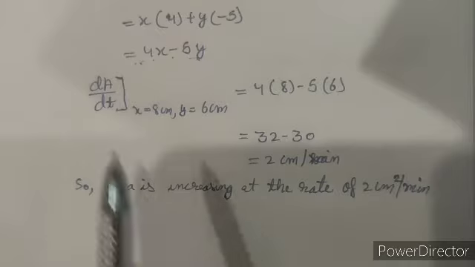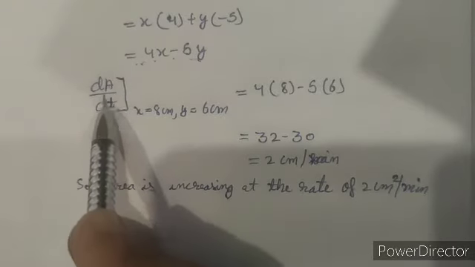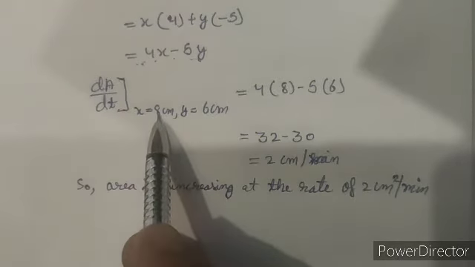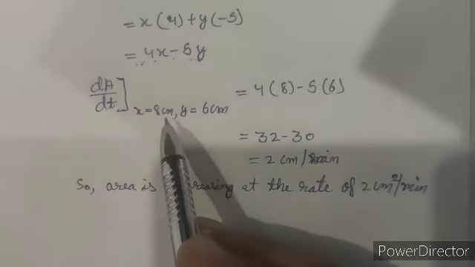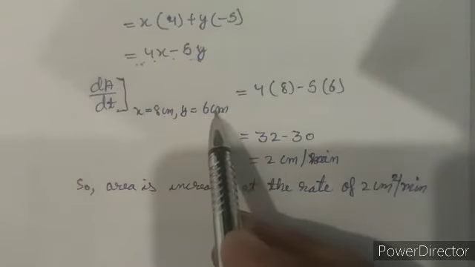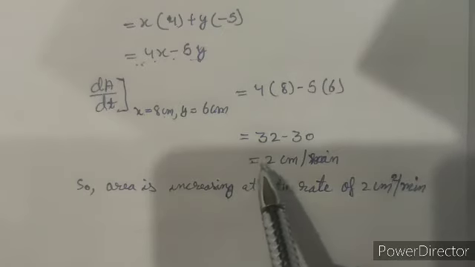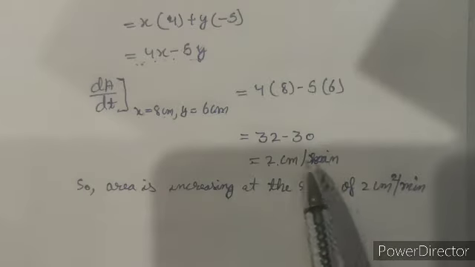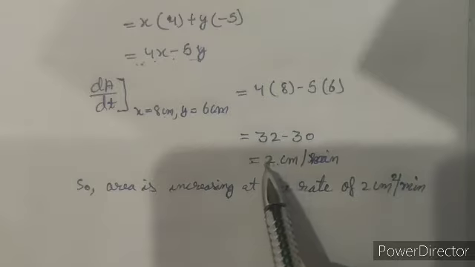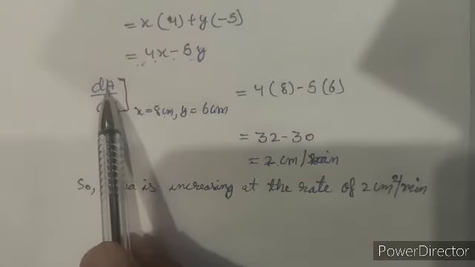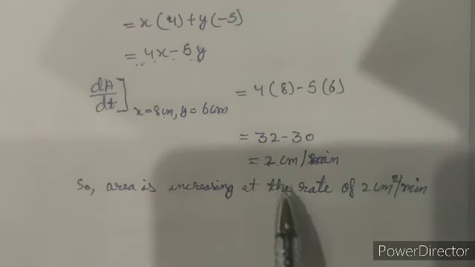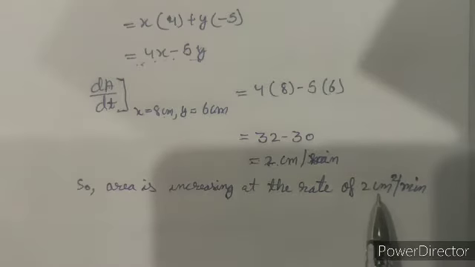Now the rate of change in area when x equal to 8 centimeter and y equal to 6 centimeter: in place of x we will take 8 centimeter, in place of y we will take 6 centimeter, and that is equal to 2 centimeter square per minute. As we see, this is positive, so we can say that the area is increasing at a rate of 2 centimeter square per minute, as the time given to us is in minutes.